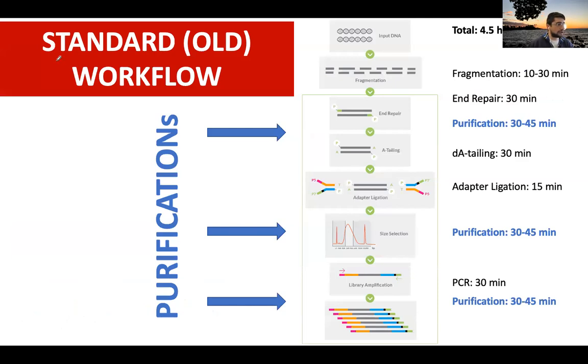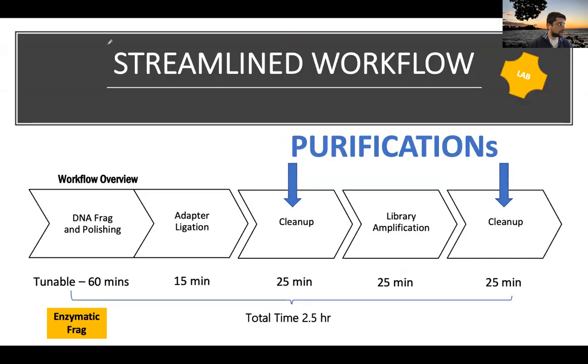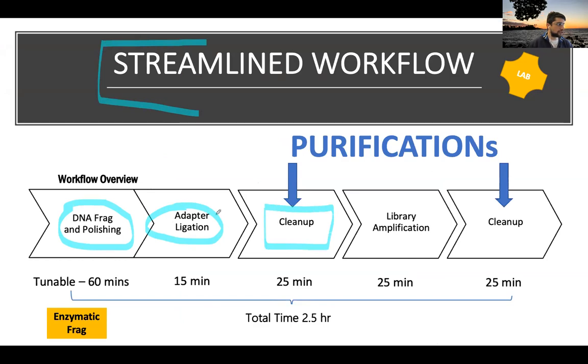When do we perform purification? The workflow that we've seen before is considered kind of old, but I chose it because it was easier to follow and understand. There were 3 steps of purification, which made the protocol quite long to perform, about 4.5 to 5 hours. However, what we're going to do Thursday in the lab is a streamlined workflow. It performs fragmentation with an enzyme, end repair, A-tailing, and adapter ligation without purifying our sample. So we skip one purification step, and we only have one purification after the adapter ligation. We perform a PCR, and then we have another purification step at the very end. So these are usually the steps where we perform purifications in our DNA-seq libraries.